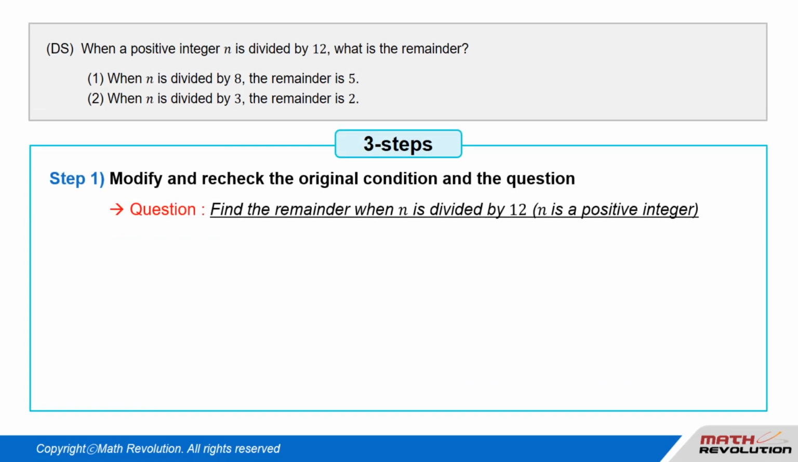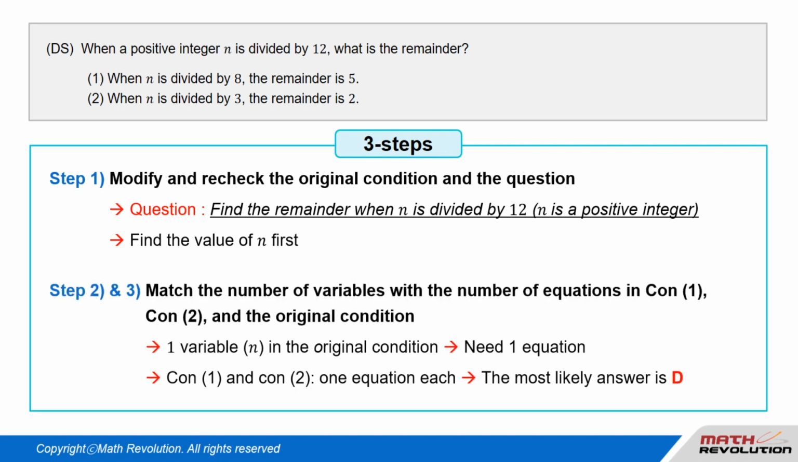Let us follow the first step of the variable approach by modifying and rechecking the original condition and the question. We are required to find the remainder when a positive integer n is divided by 12. Now, we have to find the value of n first. Follow the second and the third steps.